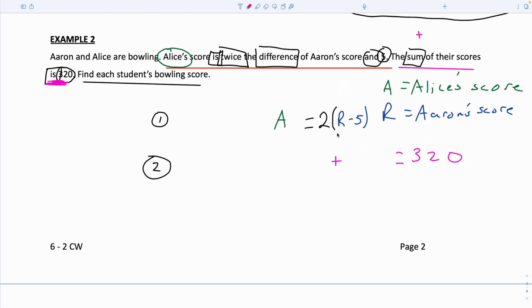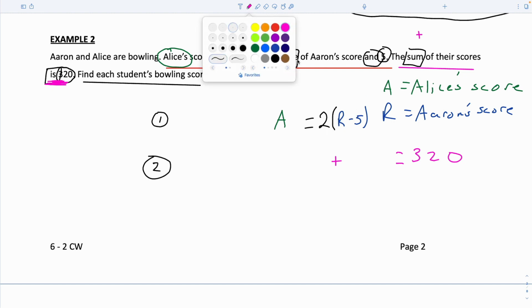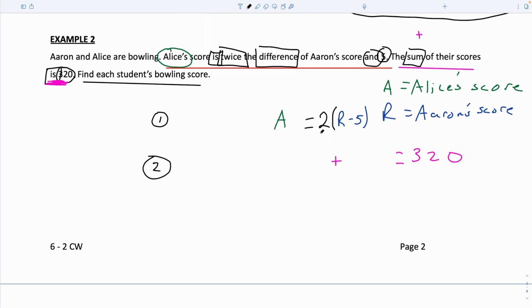Do I know Alice's score yet? I don't have a number, but do I have an equation for Alice's score? What is it, Porter? What would the equation for Alice's score be?